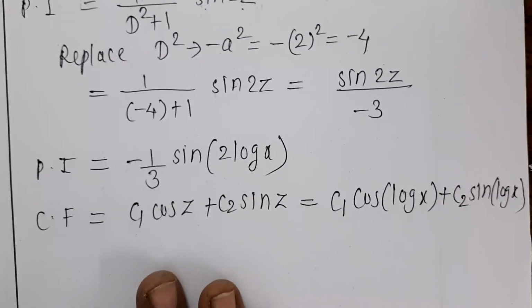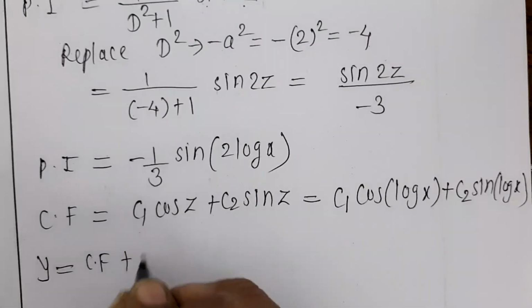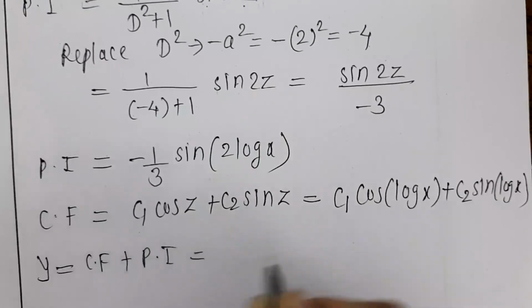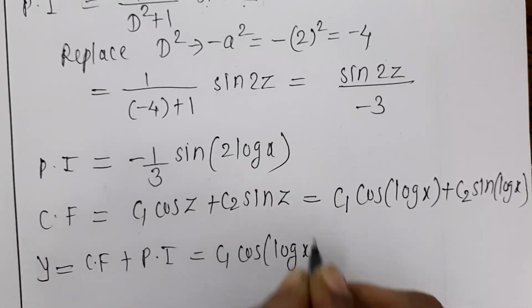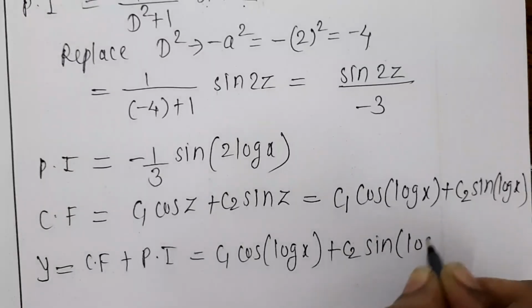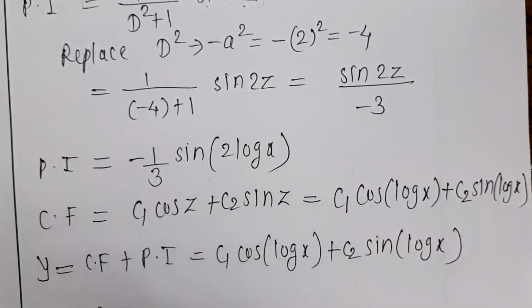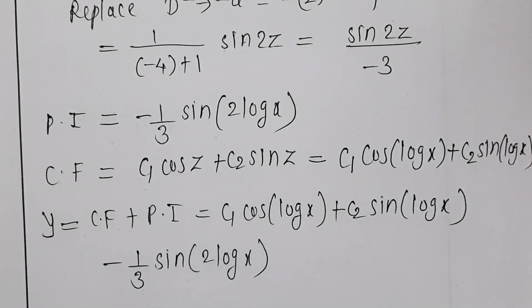So this is the CF, and finally the solution is y is equal to CF plus PI. So CF is c1 cos of log of x plus c2 sin of log of x, minus 1 by 3 times sin of 2 log of x. So this is the answer for the given problem. Thank you.